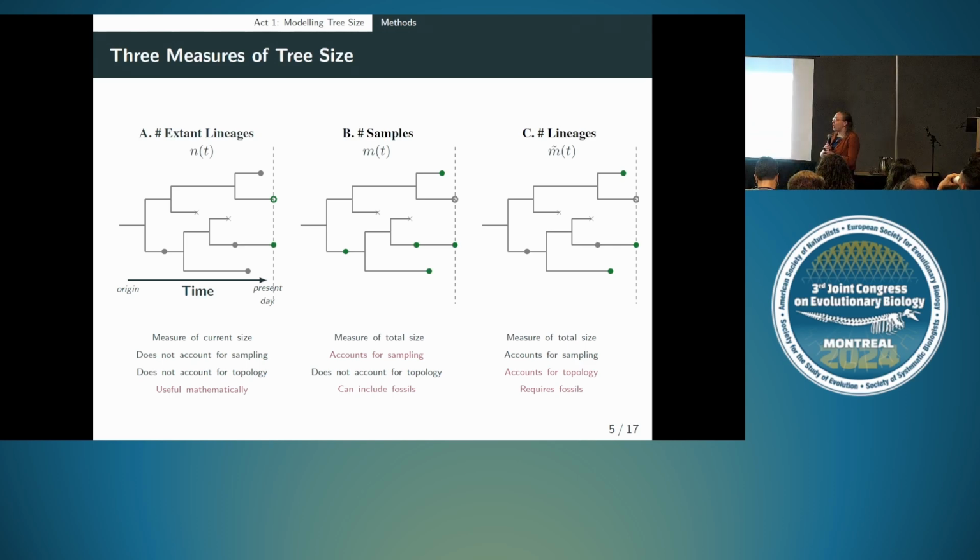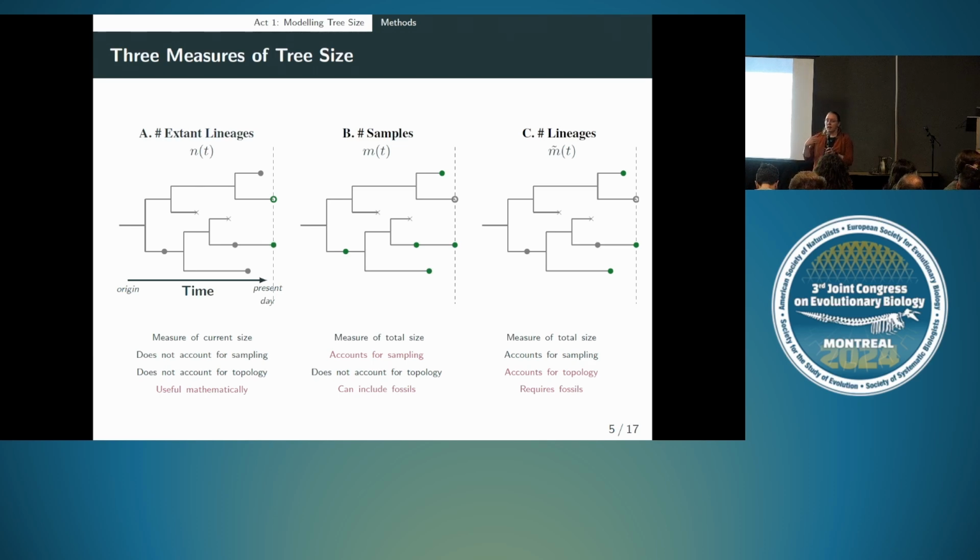So I've posed 3 different measures of tree size. The first one is just the number of lineages at the present day, so the extant tree size. The second option that we have is how many samples we've collected. Now, this can be quite different than the number of lineages if, for example, you're sampling fossils or in an epidemiological scenario where you're sampling viral sequences through time. Finally, we have a third measure of tree size, which is how many unique lineages you observe in your tree.